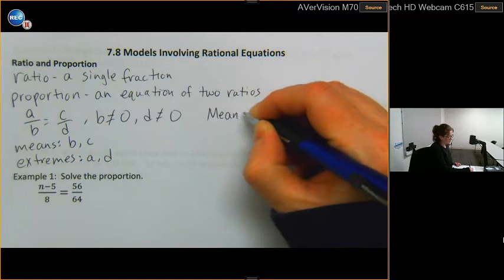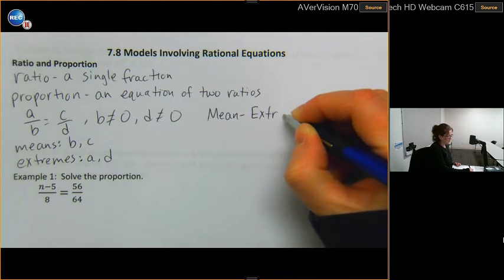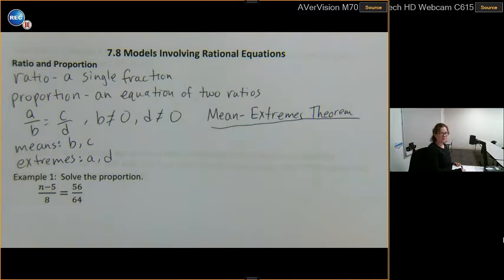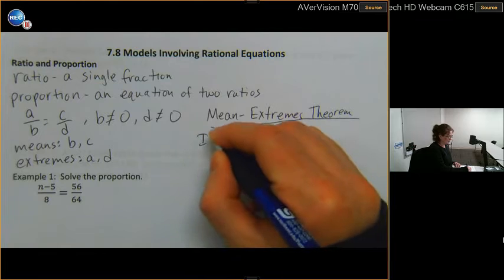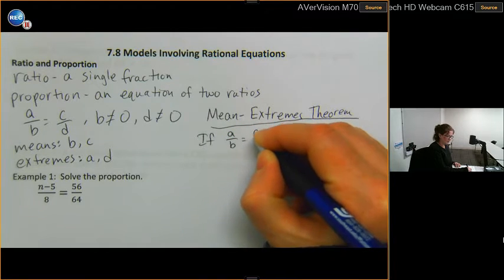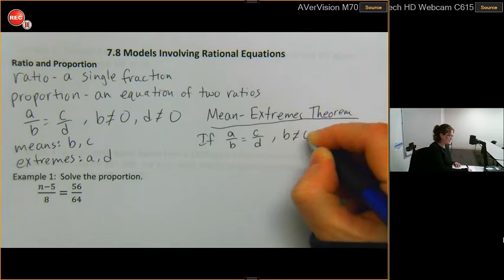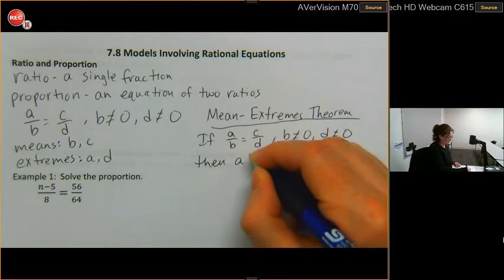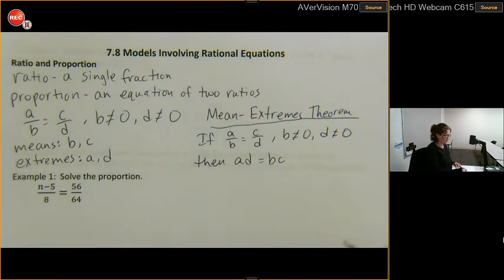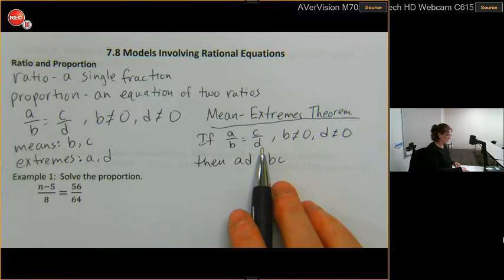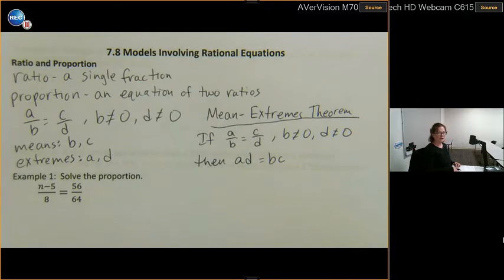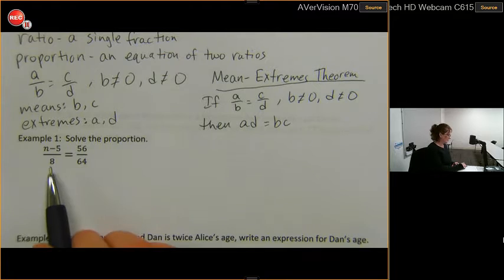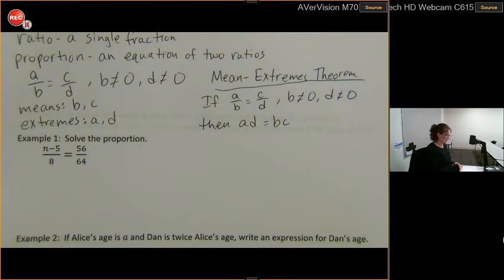Because we have what's called the means extremes theorem. The means extremes theorem says if a over b equals c over d and b and d are not 0, then a times d equals b times c, or the product of the means equals the product of the extremes. We're going to use that, this is also called cross multiplying, to solve when we have a single fraction equal to a single fraction.